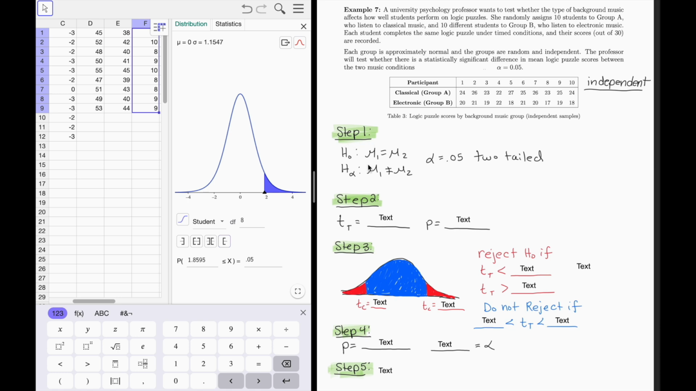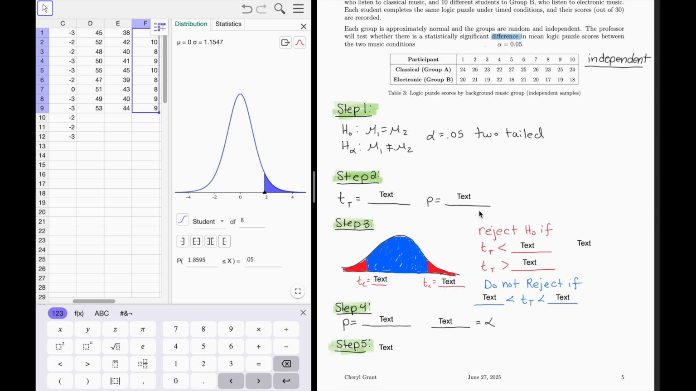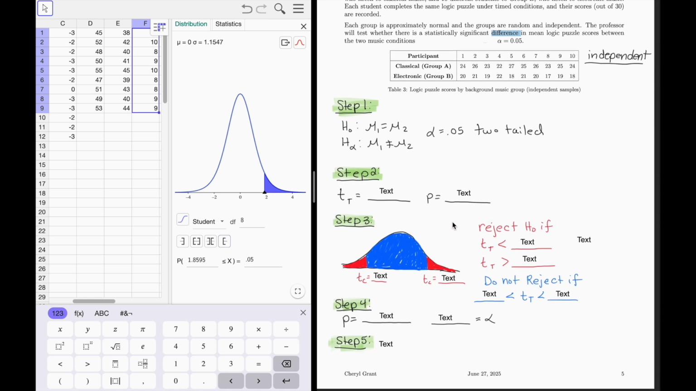So in step 1, instead of using mu d, we're going to go back to what we were doing before for 2-sample t-tests. Our null hypothesis is that the two means are the same. And since we're looking to just see if there is a difference in the mean logic puzzle scores, we are going to make this a two-tailed test where the alternative hypothesis is mu1 does not equal mu2. And our alpha level is 0.05, and it's two-tailed. So for step 2, we need to find our test statistic and p-value.